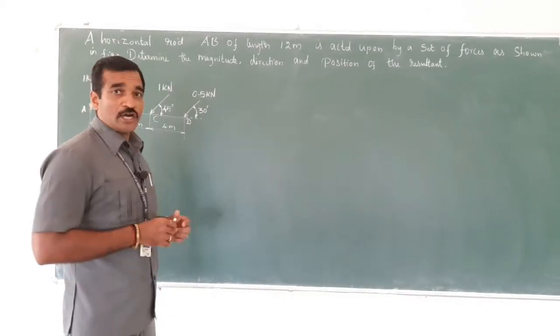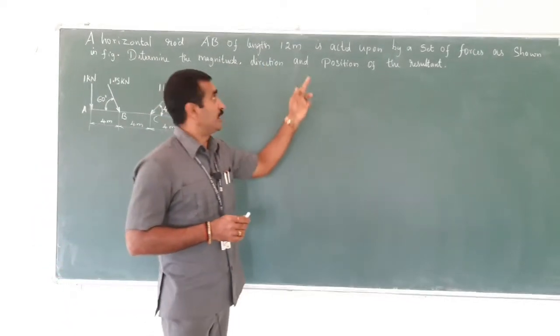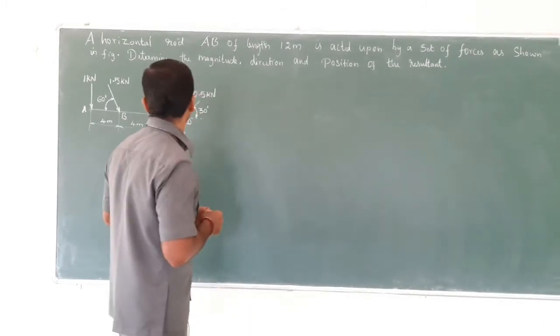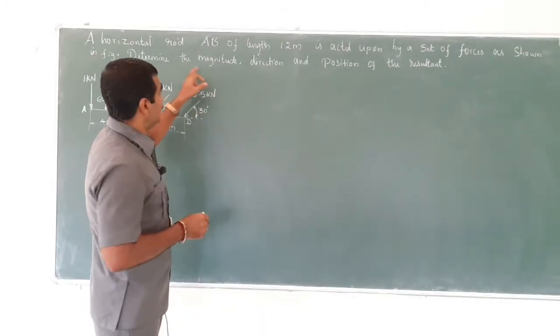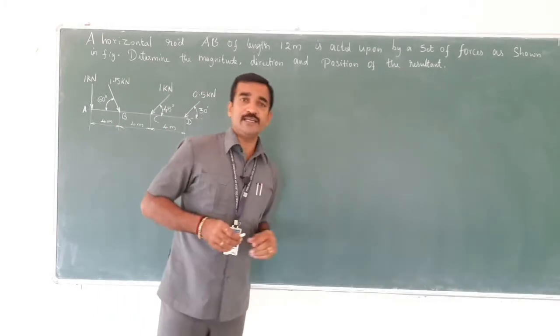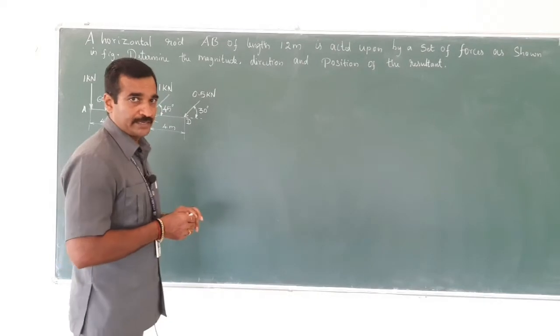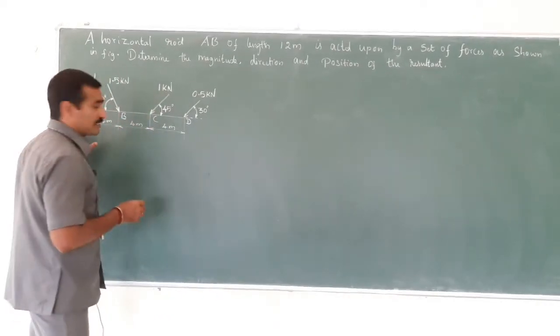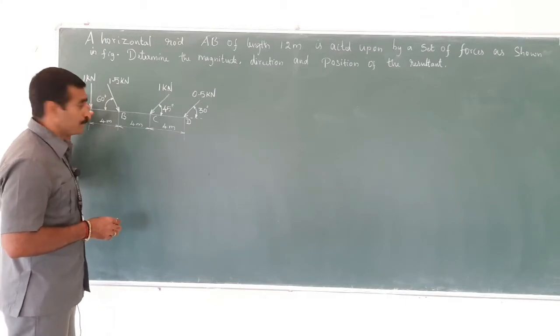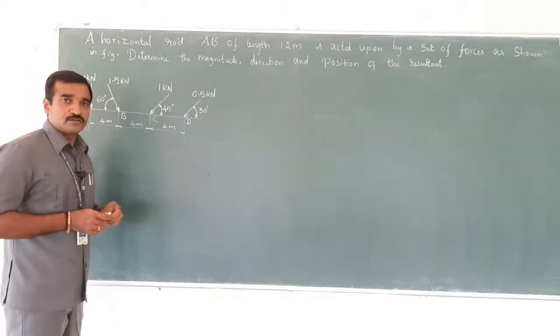So, let me just read out the question. A horizontal rod AB of length 12 meter is acted upon by a set of forces as shown in the figure. Determine the magnitude, direction and position of the resultant, right? So, the picture is given here. There is a figure which shows a vertical force and 3 inclined forces.